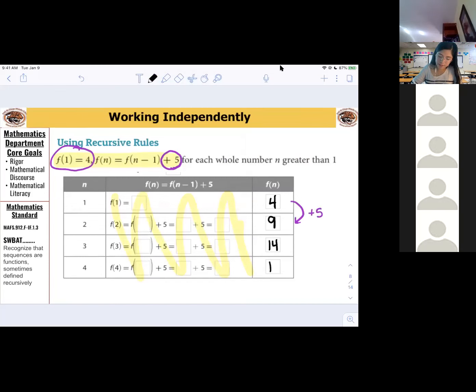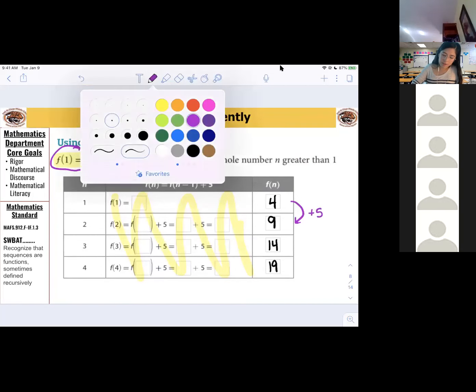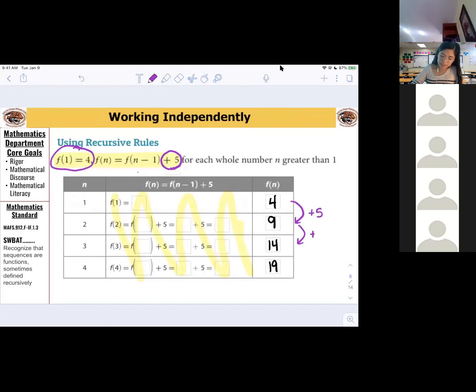19. Exactly. So recursive rules are different because rather than plugging in 1, plugging in 2, plugging in 3, whatever, you take whatever you just had and follow the pattern to get the next number. So that's why they're a little bit different. Do I have any questions? I know it was confusing at first, but do we feel a little bit better about it now? This one looks easier than the other one. Yeah, that's the weird thing: it's written a little more confusing, but it's actually easier.